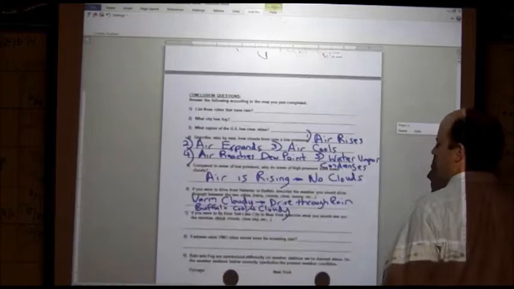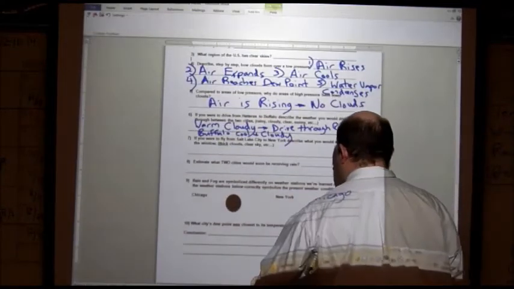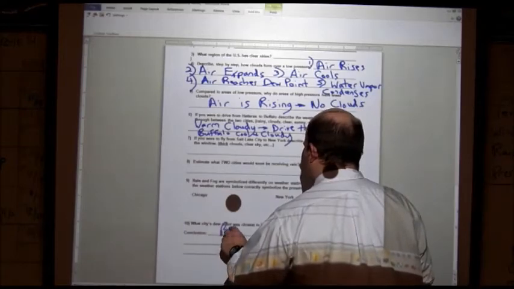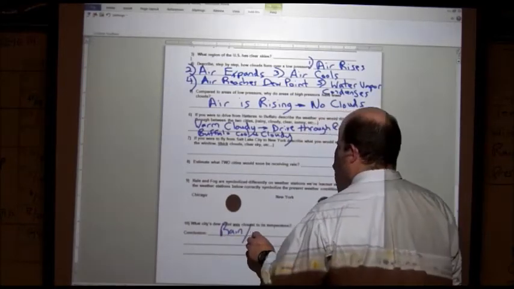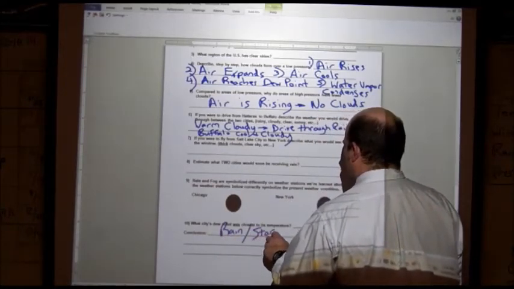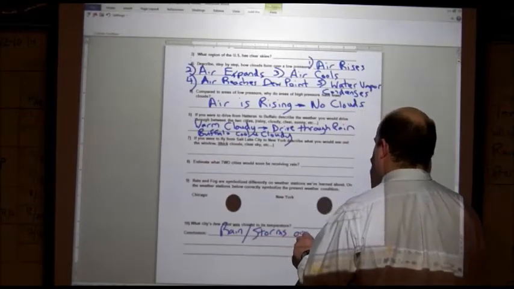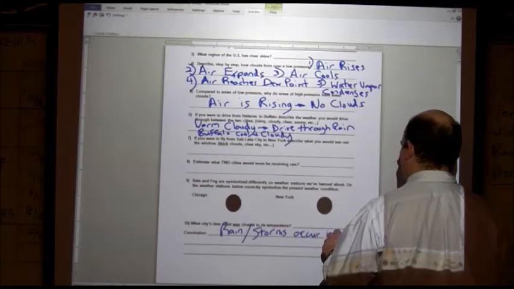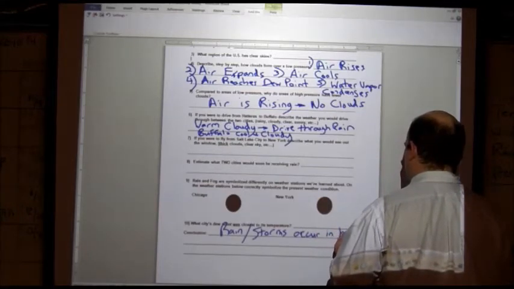So, conclusion. Rain/storms occur in between air masses.